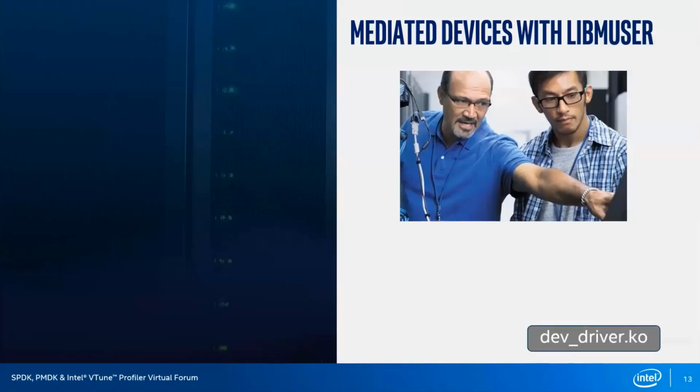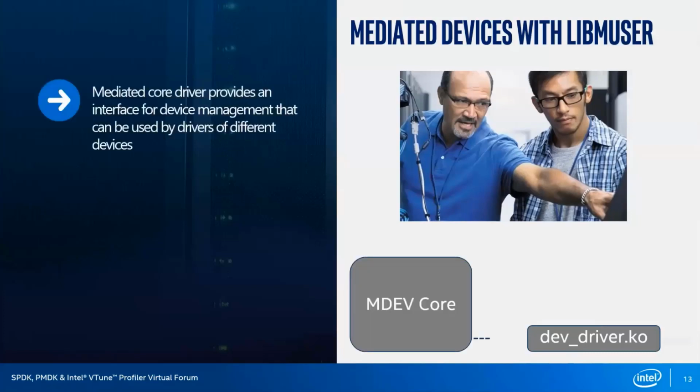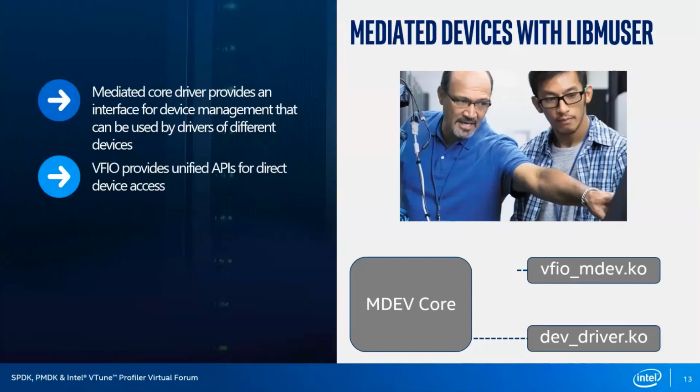A specific driver is written to interact with the mediated core; let's call it the backend driver. Meanwhile, the mediated core provides an interface to device management to be used by different devices. One example of the front-end driver consuming the interface is VFIO, which on its own provides a unified API for direct device access. This allows directly passing through one of many virtual functions to the VM. That virtual function then is seen on the guest VM as yet another PCI device without the need for a specialized virtual driver.